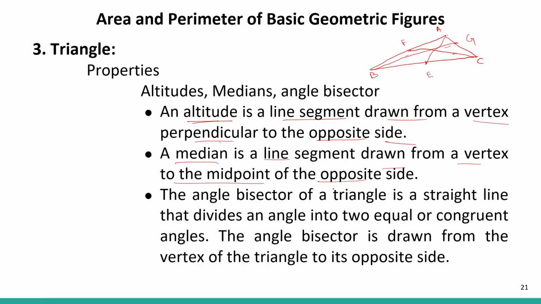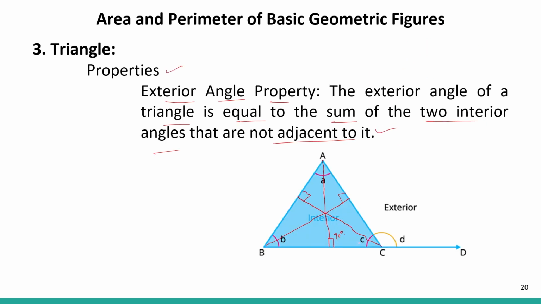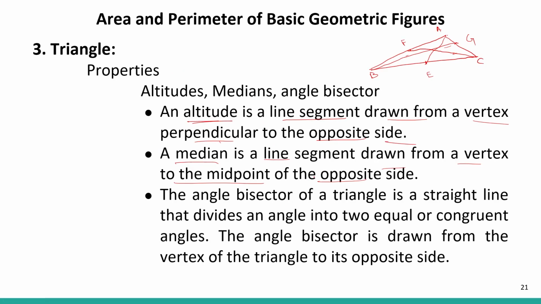The angle bisector of a triangle is a straight line that divides an angle into two equal and congruent angles. The angle bisector is drawn from the vertex of a triangle to its opposite side. So what will be called an angle bisector? An angle bisector is nothing but a line that bisects this angle. If this is 60 degrees, then we will try to mark 30 degrees here, somewhere like this, right here.